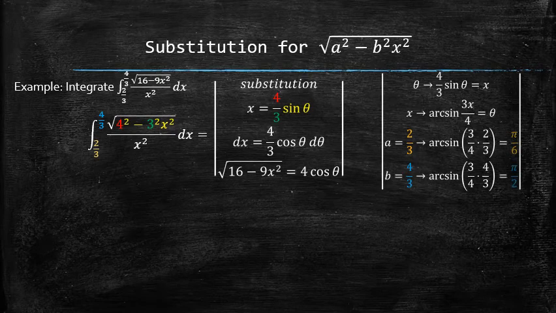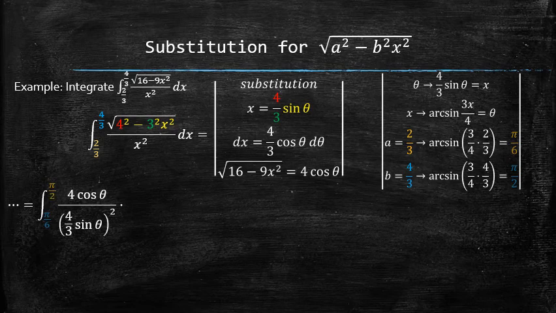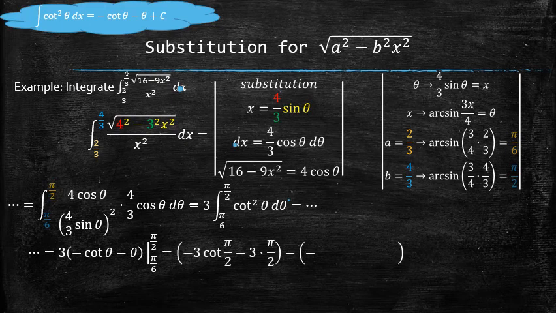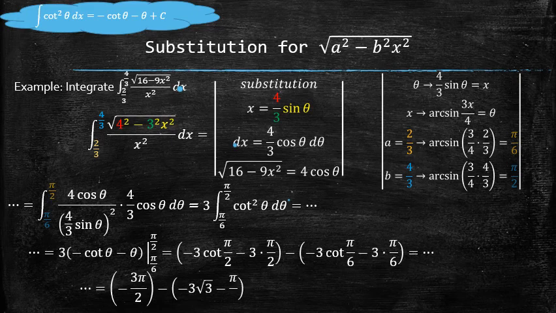Hence, when x is 2/3, theta is pi over 6, and when x is 4/3, theta is equal to pi over 2. Next, we set the new limits of integration, plug everything into the original integral, and simplify, so that we have nothing but a trigonometric function of theta left in the integrand. We continue with the process by finding and simplifying the antiderivative of the trigonometric function. To finish the process, we use the fundamental theorem of calculus by plugging in the lower and upper limits of the integral. And after simplifying, we get the answer.